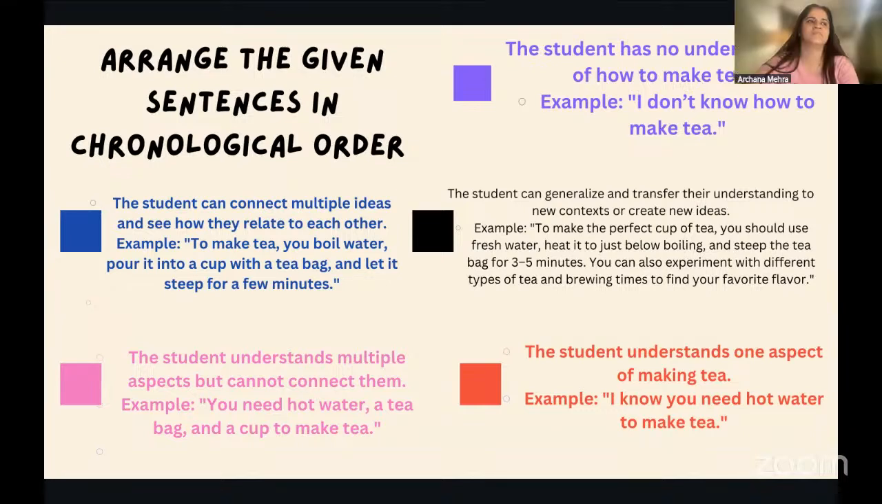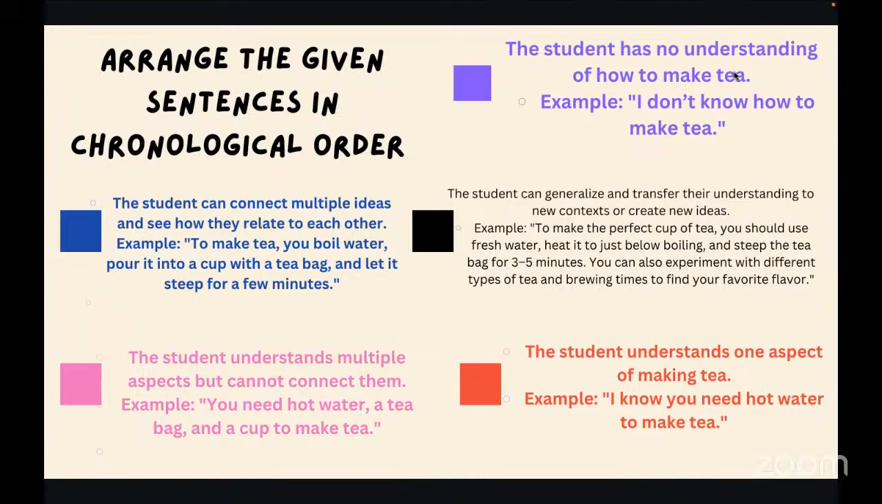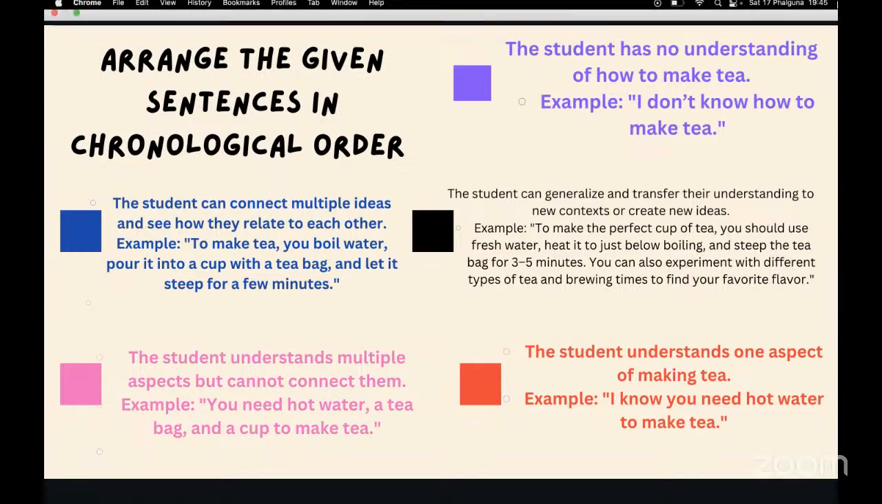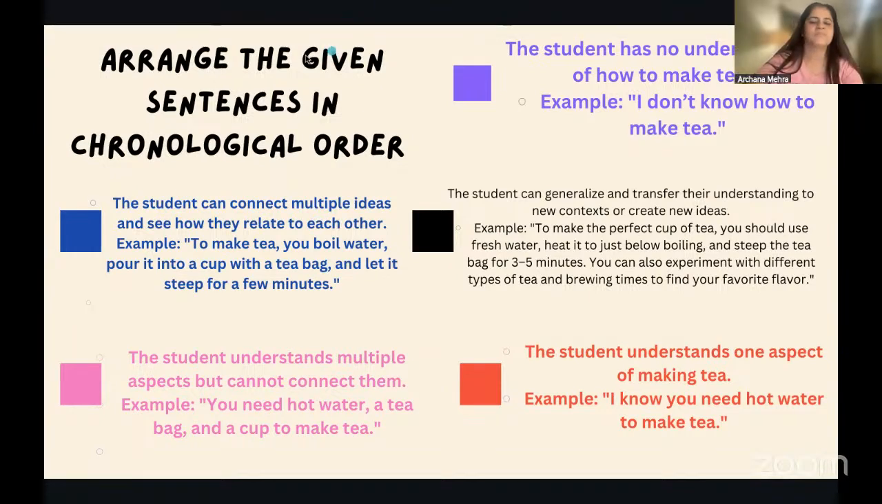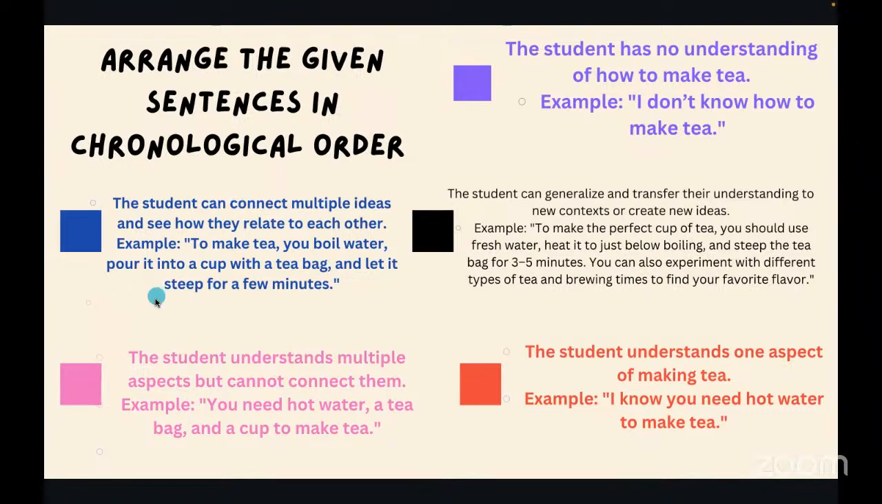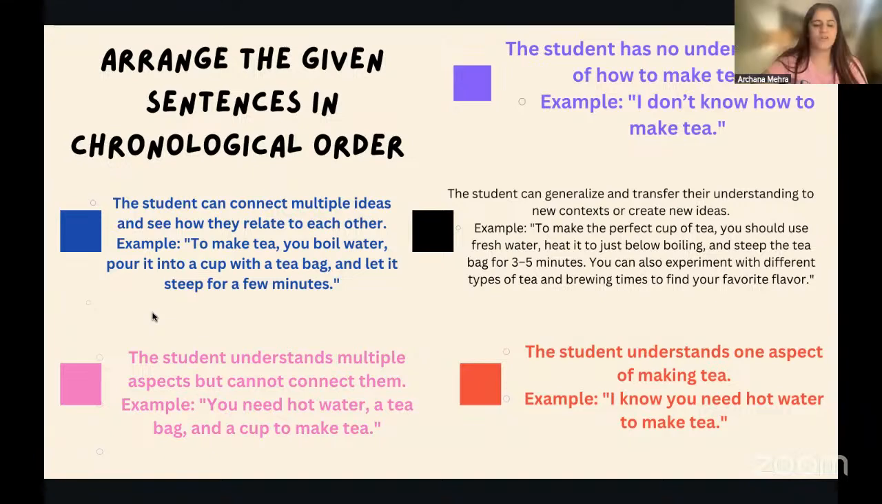Then I come to the pink part, wherein I cannot connect them, but I know a little more than hot water, again based on previous knowledge, maybe because I've been having it since childhood. And then I can connect multiple ideas. I know what goes first, what goes second, and what goes in the end. And then on the basis of it, I'm able to generalize and experiment further, whether to double boil it or not. All these things will come into place. So you were very right, ma'am.